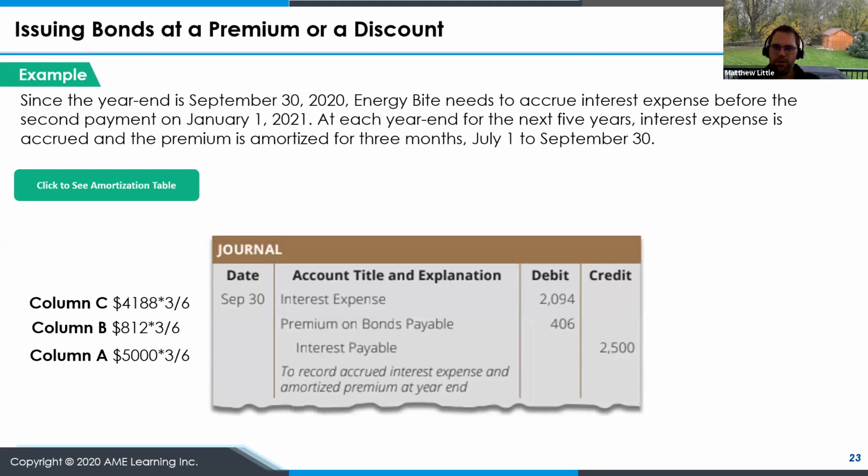Okay, another example here is what if the year end was September 30th? Then Energy Bite, the company, needs to accrue interest expense before the second payment on January 1st. And so at each year end for the next 5 years, there's also a prorated portion of the interest expense. So if September 30th is our year end, it's 3 months out of the 6 months in, so we need to record half of that interest payment being $2,500. Therefore, we need to record half the premium as well for that period. So just like how you would prorate amortization on equipment for smaller periods, you would do the exact same thing for premiums or discounts.